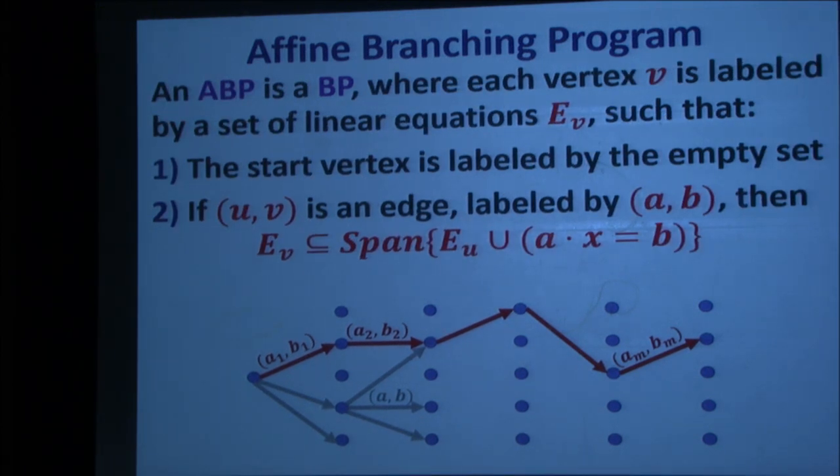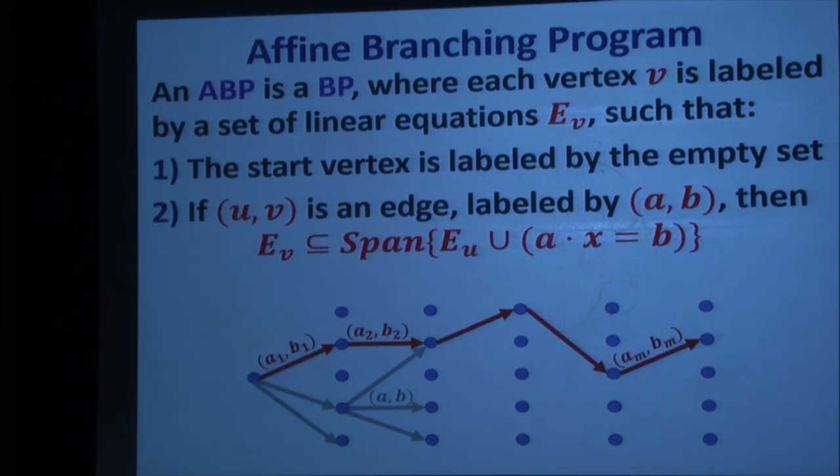And this is more or less the formal definition. One thing is missing that I will show later on. So an affine branching program is a branching program where each vertex v is labeled by a set of linear equations EV that satisfies the following properties. Again, for each v, we label it by a set EV of equations. This is the set of equations that the vertex remembers. And we want two properties. The first is that the start vertex is labeled by the empty set. So originally, we don't remember anything. We don't know which equation is satisfied and which is not. This is the empty set.